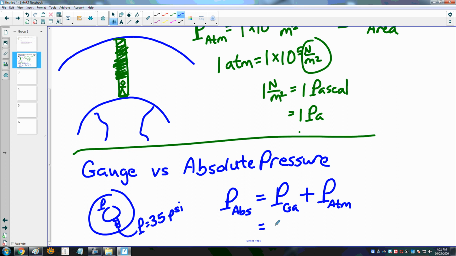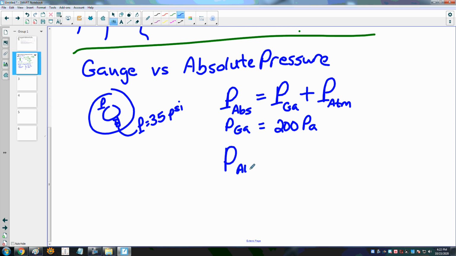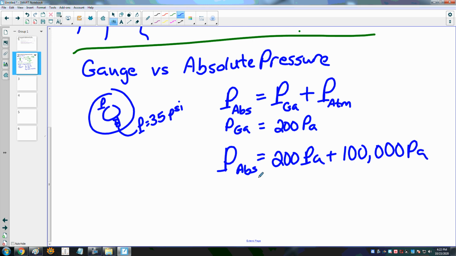So for example, if I'm reading, I don't know, 200 pascals on my gauge, that would be my gauge pressure. But in reality, my absolute pressure is going to be equal to that 200 pascals plus my atmospheric pressure, which is approximately 100,000 pascals. And so the absolute pressure would be 100,200 pascals. You'll find in your simulation that the atmospheric pressure isn't exactly 100,000. You'll find that it's either a little bit above or a little bit below that.